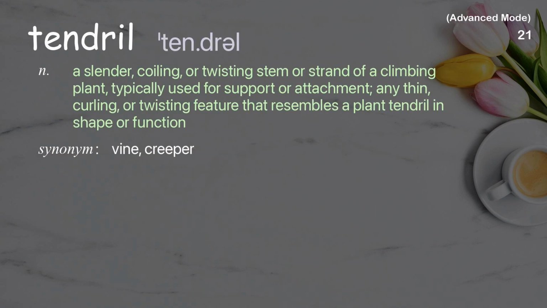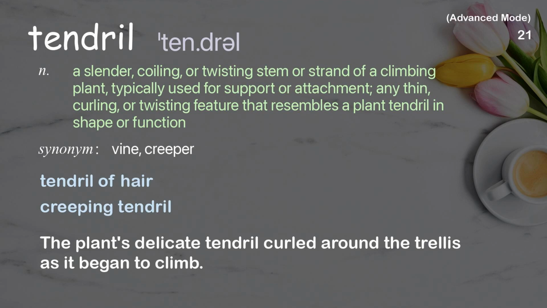Tendril. A slender, coiling, or twisting stem or strand of a climbing plant, typically used for support or attachment; any thin, curling, or twisting feature that resembles a plant tendril in shape or function. Examples: Tendril of hair. Creeping tendril. The plant's delicate tendril curled around the trellis as it began to climb.